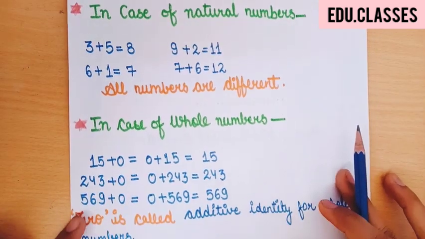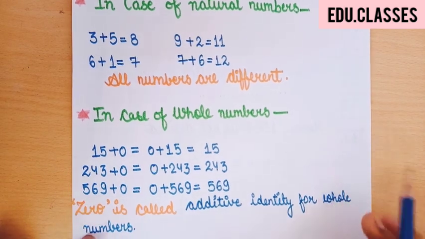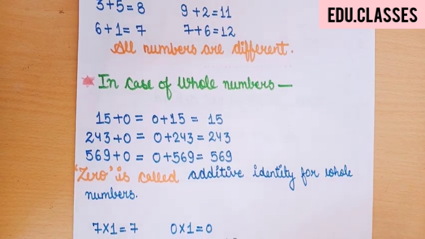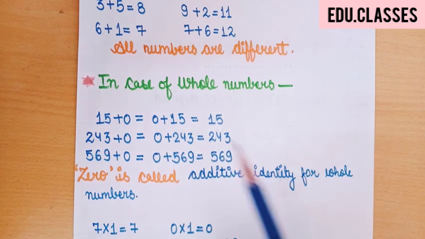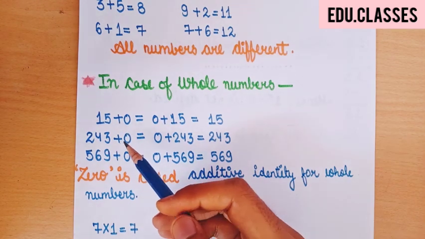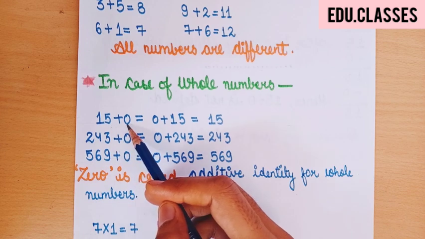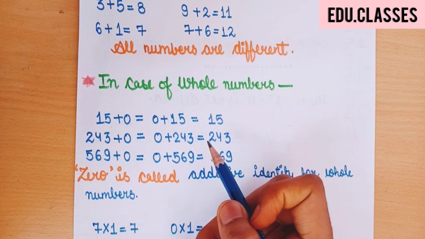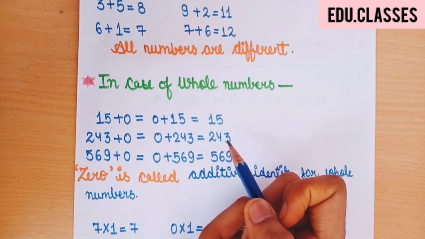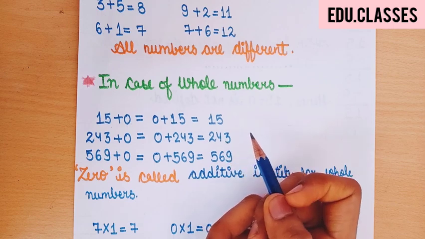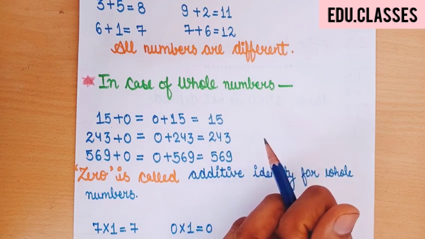Now come to the whole numbers. Here I have taken some examples. When we add 0 to any number, note that 0 is a number which comes in the set of whole numbers, but in the case of natural numbers they start from 1.